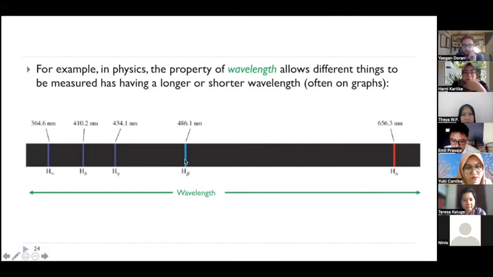Here we've got these different bands of light, and they are measured in terms of different wavelengths. This one has a shorter wavelength, 364.6 nanometers. This one is slightly longer, this one's slightly longer, this one's slightly longer, and this one's very long.